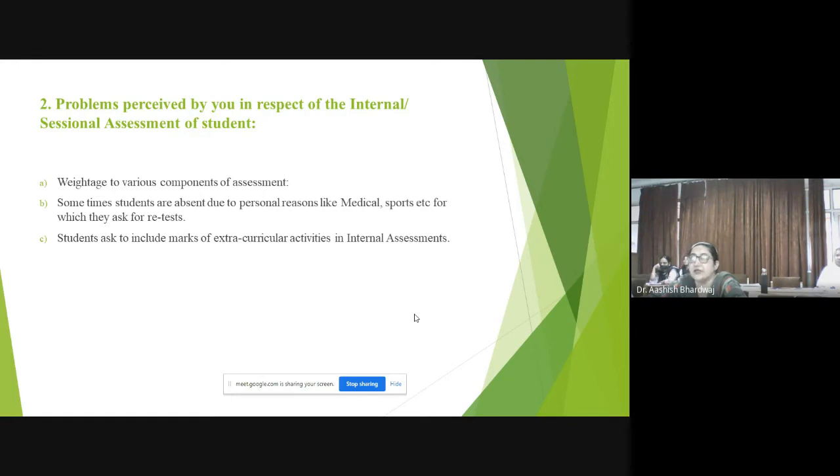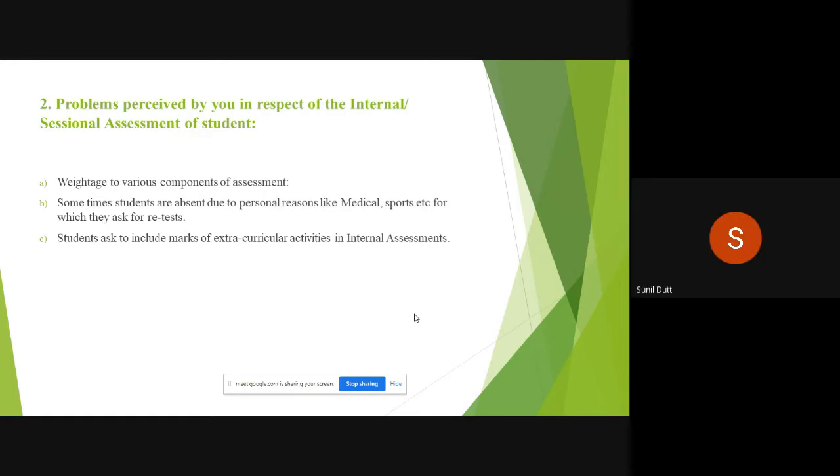Then for the second question, please listen to me. NCC and NSS, I think this is not relevant. You are not going to assign any marks for a particular subject, because you are teaching chemistry or mathematics.